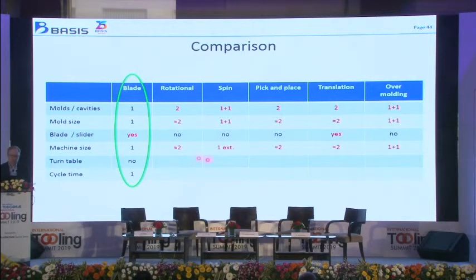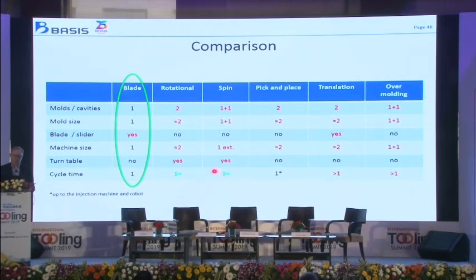Machine size, rotational is almost the double. Spin, we need an extended machine. Pick and place, no need, is almost the double. Translation also. Overmolding, 1 plus 1. Turntable is not required for blade. We need it for rotational and for spin. For the other technologies, no. Cycle time, rotational and spin are much faster. Pick and place depends on the robot and the machine. Translation or overmolding are much slower.